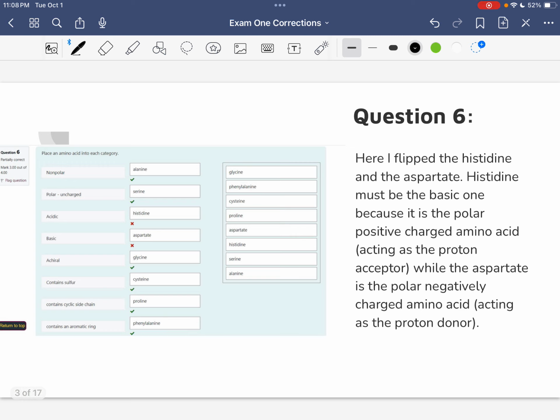Here for 6, I just flipped these two around. I know that aspartate is polar negative, and the histidine is polar positive.